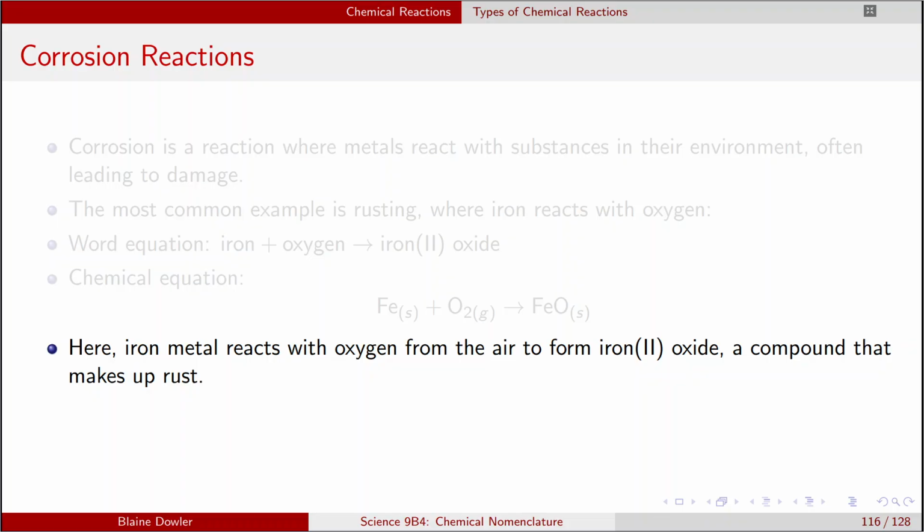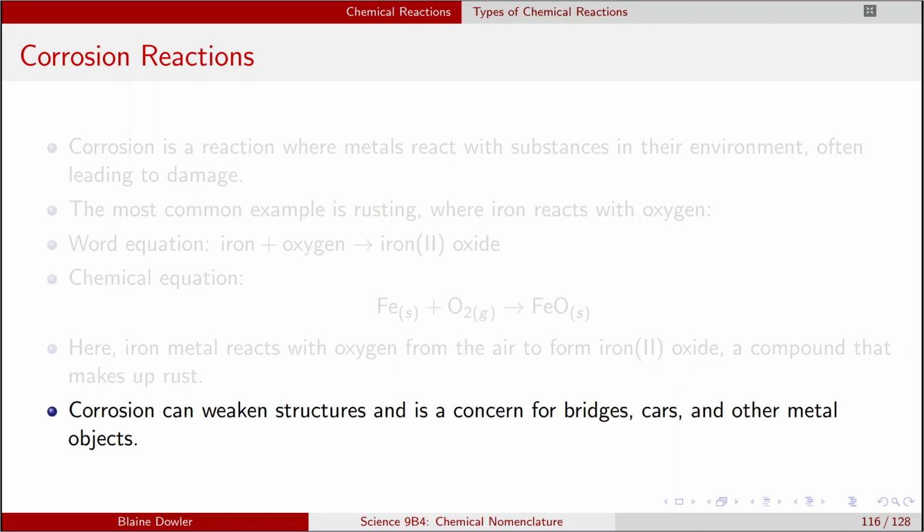Here, iron metal reacts with oxygen from the air to form iron 2 oxide, a compound that makes up rust. Corrosion can weaken structures and is a concern for bridges, cars, and other metal objects.